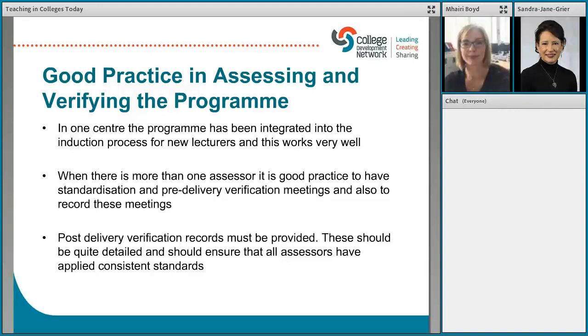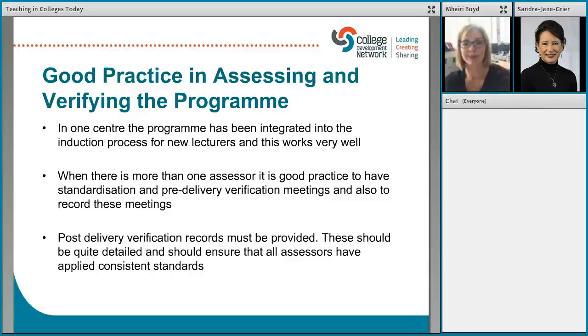So of course there must be records of post-delivery internal verification of the assessment process, and also pre-delivery if there are a few assessors on the programme. And it's important in verification to ensure that consistent standards have been applied by all assessors.